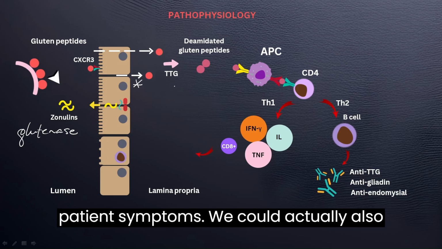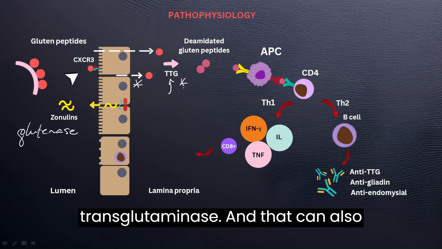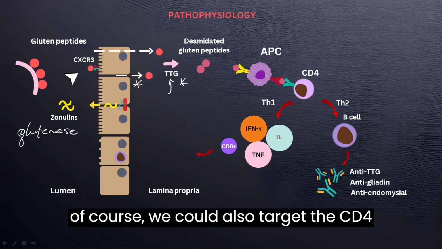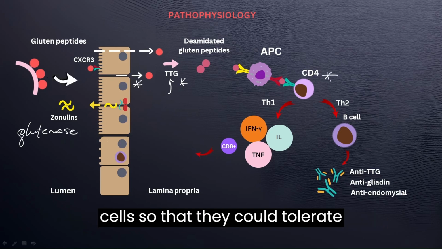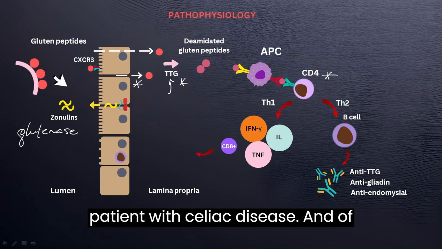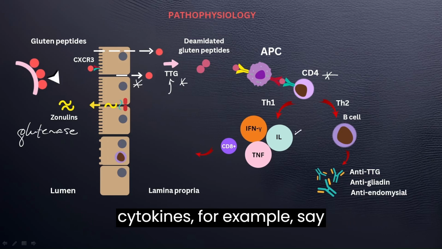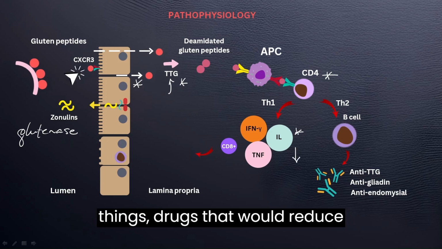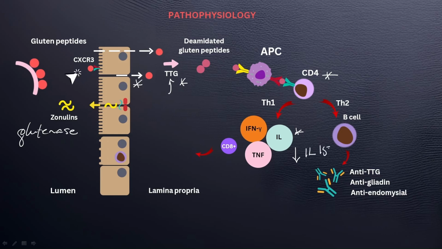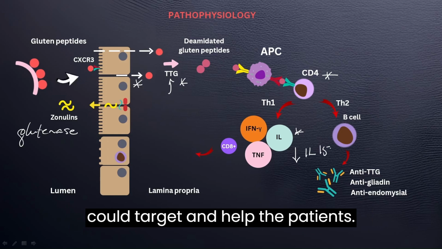We could actually also use drugs that can inhibit tissue transglutaminase, and that can also prevent symptoms to a certain extent. And of course, we could also target the CD4 cells so that they could tolerate gliadin much better than the patient with celiac disease. And of course, we could also target the cytokines, for example, drugs that will reduce interleukin 15, for example. So these are areas that pharmacology could target and help the patients.